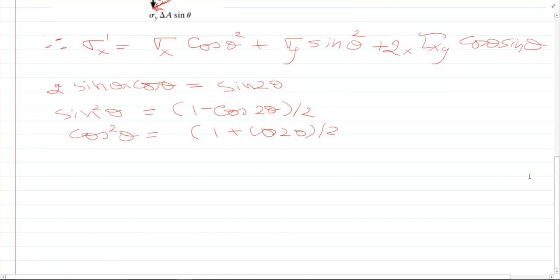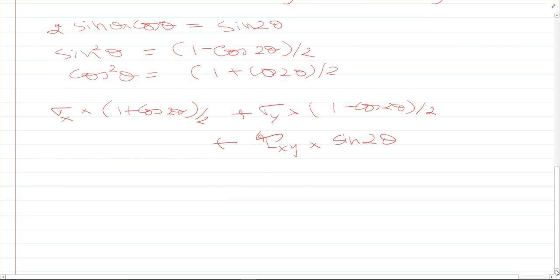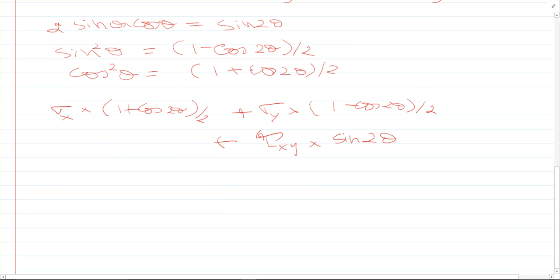Where is my mouse? Okay, we're back. We have sigma x times (1 plus cos 2 theta) on 2, plus sigma y times (1 minus cos 2 theta) on 2, plus tau xy times sine 2 theta. Cool? Need a bit more space. Okay. And that is equal to our sigma x dash, or what we would like to call sigma n, the normal stress.